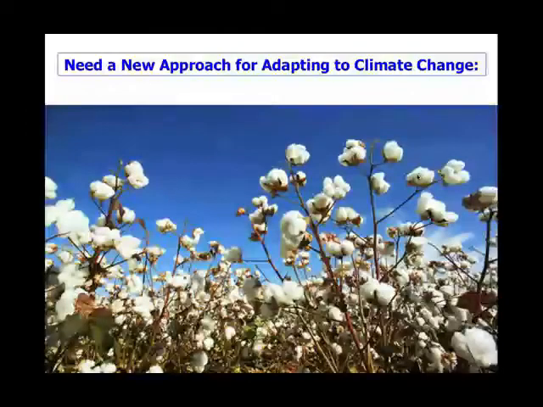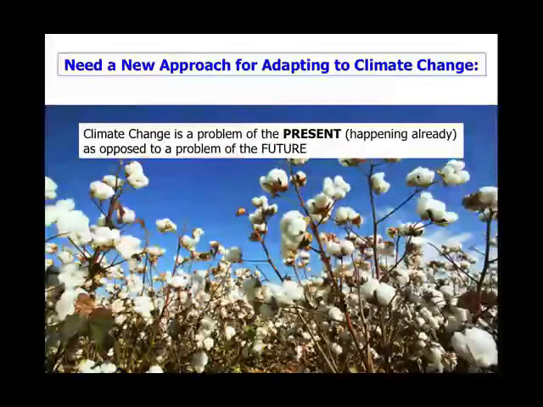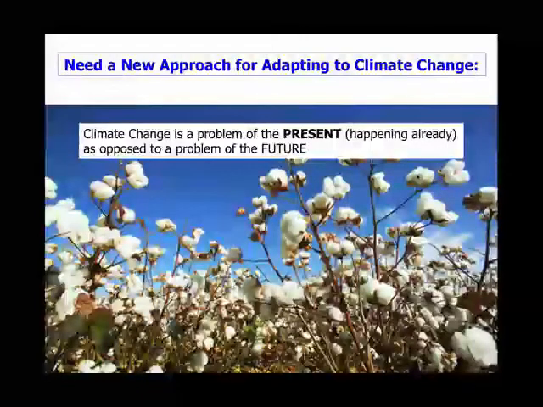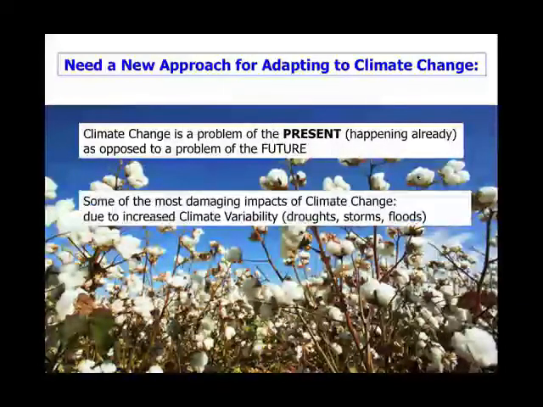So we need a new approach. If we need to improve adaptation to climate change, we need a new approach. The approach that we are using consists basically of three things. One is to say climate change is a problem of today, it's a problem of the present, it's happening already, has been happening for a long time, as opposed to thinking of climate change as a problem of the future, of the year 2080 or 2100. No, climate change is a problem of today.